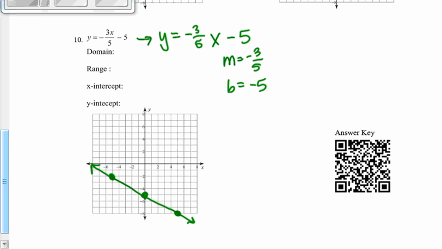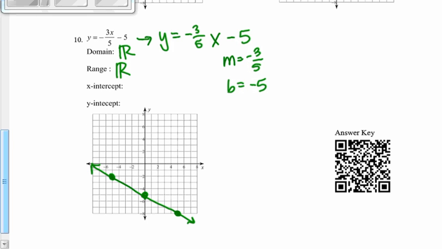Domain, how far to the left and right, forever. Range, how far up and down, forever. Remember, the only time you're going to have a case where your domain or your range is not all real numbers is if it's a horizontal or a vertical line. So anytime your graph has any sort of a slant like this one, your domain and range is going to be all real numbers.